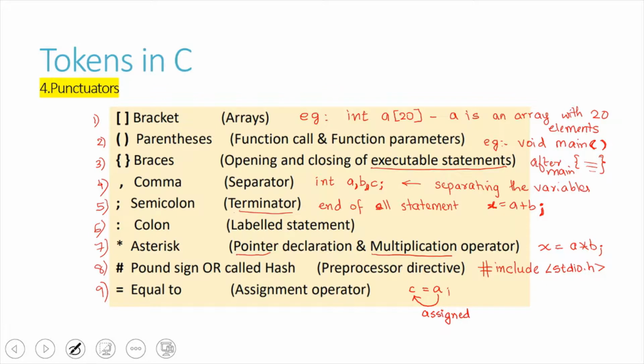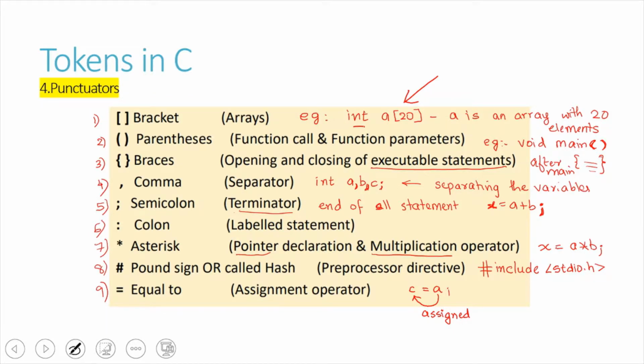The fourth type of token in C is called punctuators. Punctuators consist of various brackets, and we also have comma, semicolon and other common punctuation marks. The first one is the square bracket, which is used to mention the size of an array. For example, int A[20] consists of 20 elements inside A, all of type integer. So that size 20 can be mentioned within the square bracket.